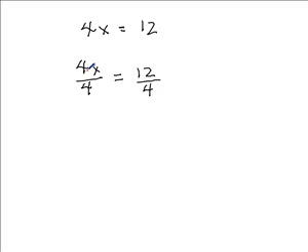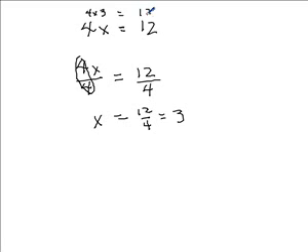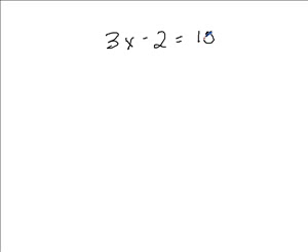So when we get 4 times x divided by 4, because this ends up being 1, we can just say that x equals 12 divided by 4, which is equal to 3. So let's go back and substitute again. 4 times 3 is 12, and that's exactly the correct answer.